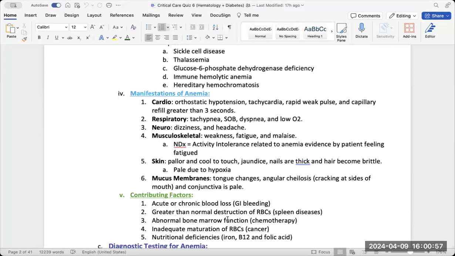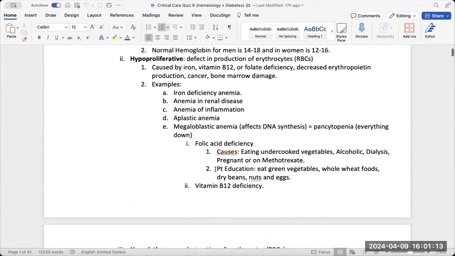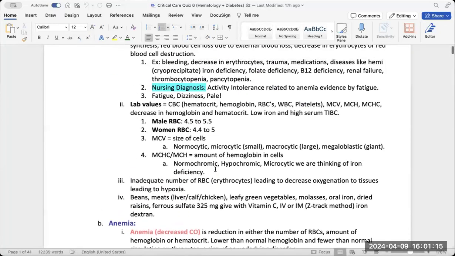Their mucous membranes are also going to change, right? So their tongue is going to change. They're going to have something called angular cheilosis, I'm going to say it like that, which is cracking at the sides of the mouth, and their conjunctiva in the eyes is going to be pale. So think about all those things. All relates to what happens when someone's anemic.